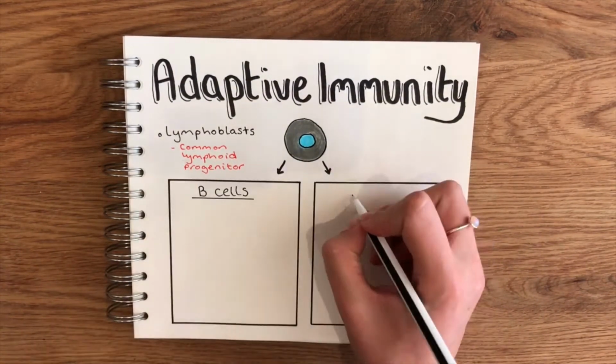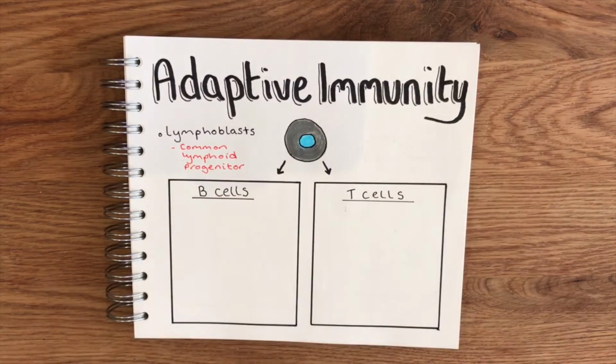And although these cells are functionally very different and they recognise pathogens in different ways, the key features that they share are that they are able to recognise specific pathogens and that they're also able to develop immunological memory.